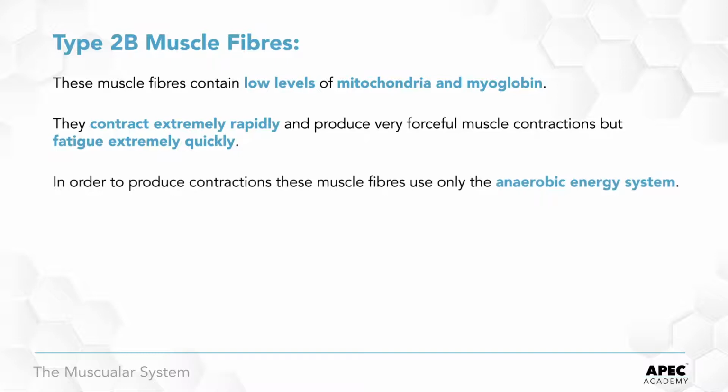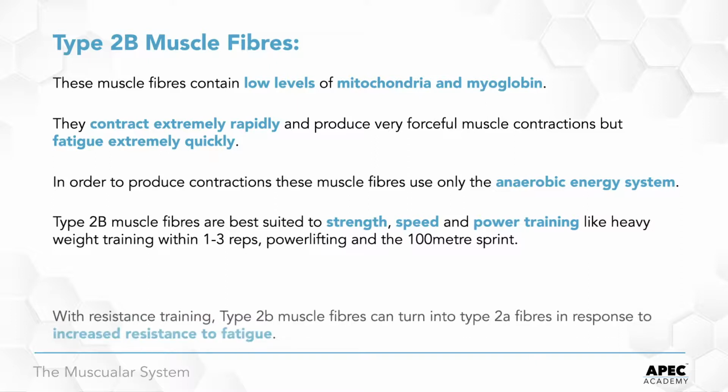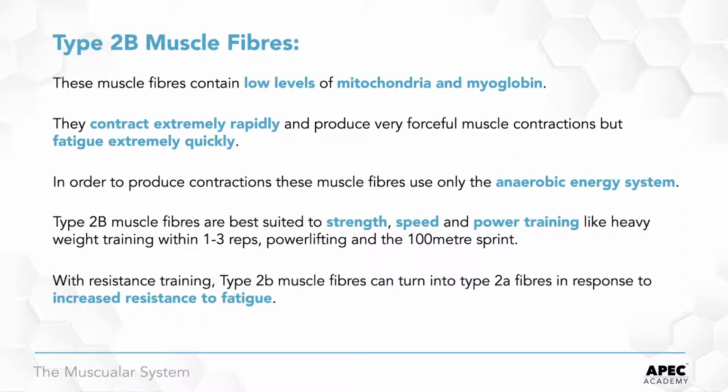In order to produce contractions, these muscle fibers use only the anaerobic energy system. Type 2B muscle fibers are best suited to strength, speed, and power training, like heavyweight training within 1 to 3 reps, powerlifting, and the 100-meter sprint. With resistance training, type 2B muscle fibers can turn into type 2A fibers in response to increased resistance to fatigue.